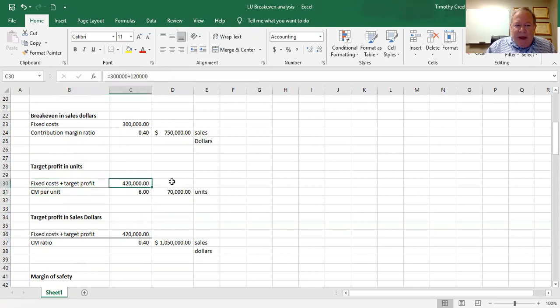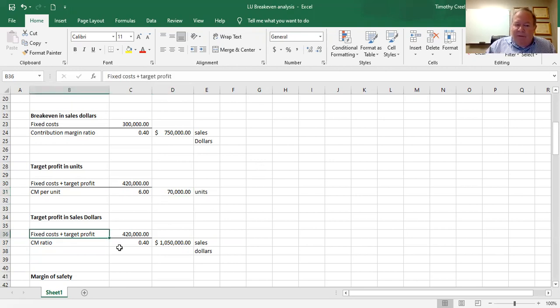And let's say that our fixed cost again are 300,000, like we looked at before. But let's say we want to make $120,000. Let's say that is our desired target profit. And so we'd put in the 300,000 plus the 120. It equals 420,000 total. We would divide that by 6, and we would need to sell 70,000 units, not only to break even, but to meet our goal as far as a certain level of target profit.